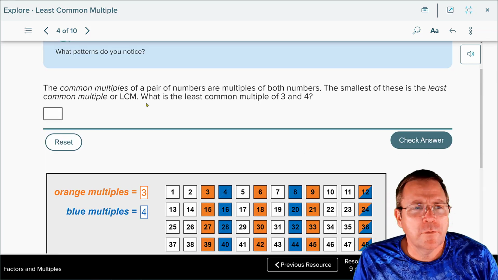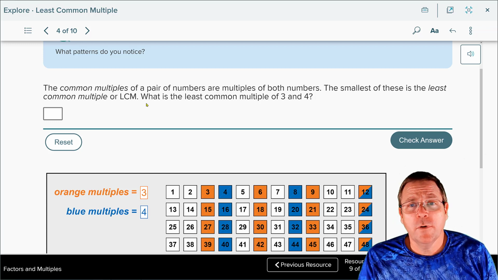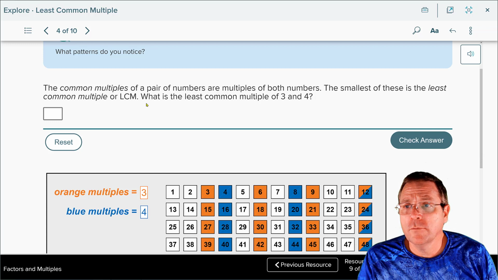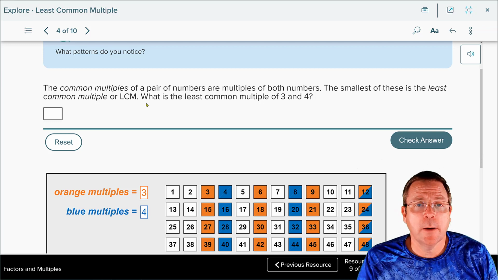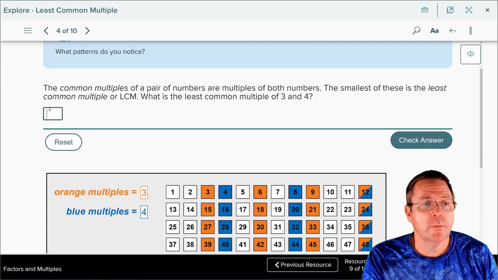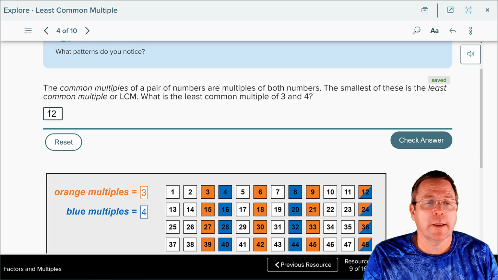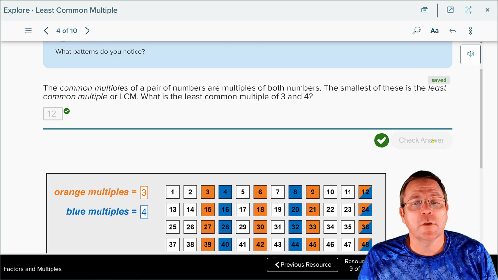The textbook tells us that the common multiples of a pair of numbers are multiples of both numbers. The smallest of these is going to be your least common multiple. And what is the least common multiple? Well, we already talked about it. That's going to be the 12. The 12 is the least common multiple.